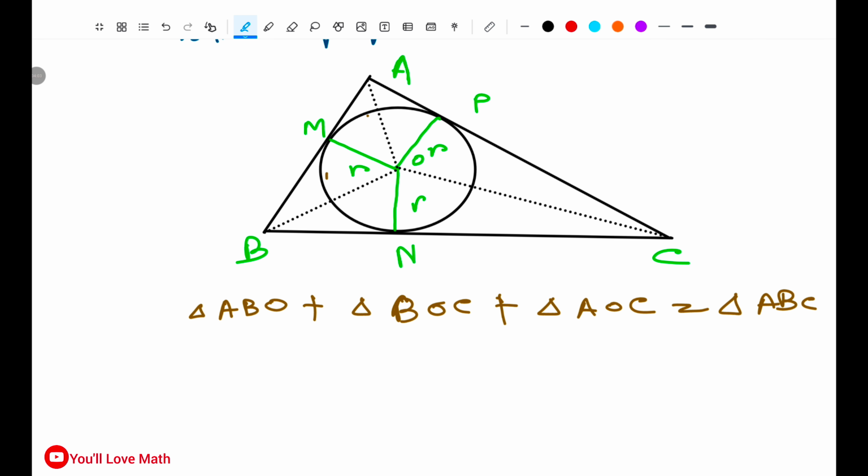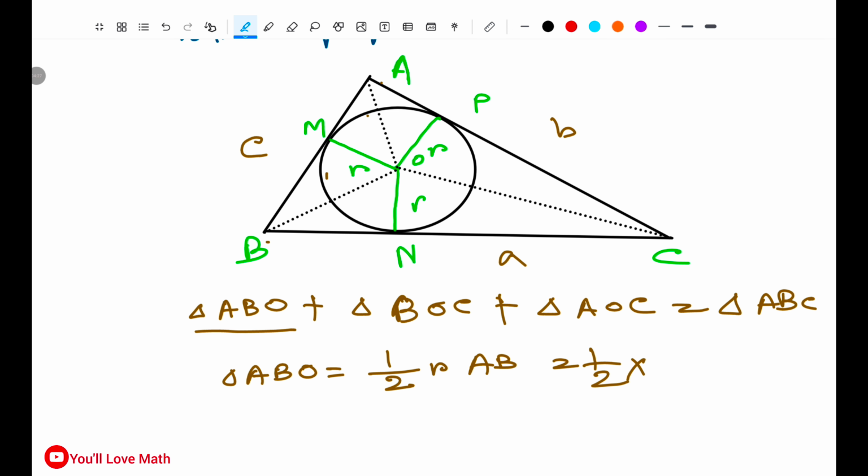So what will be the area of ABO? The area of ABO will be half into R into AB. We denote the side opposite angle A as a, opposite angle B as b, and opposite angle C as c.